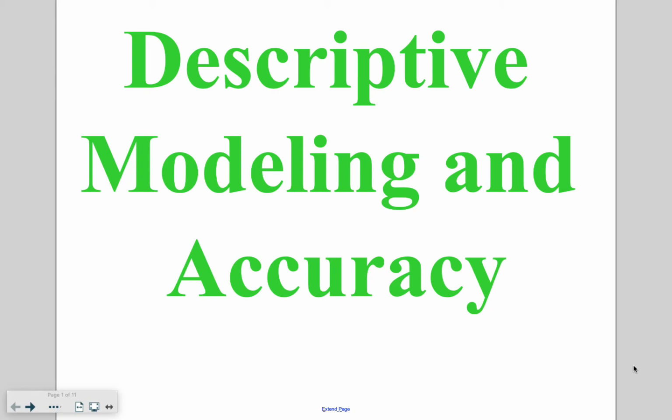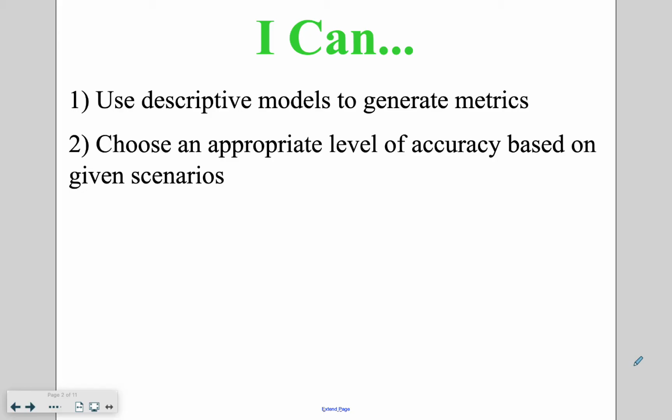Hello class, and welcome to today's algebra lesson, which is about descriptive modeling and accuracy. By the end of today's lesson, you will be able to use descriptive models to generate metrics, and you will be able to choose an appropriate level of accuracy based on the scenarios.